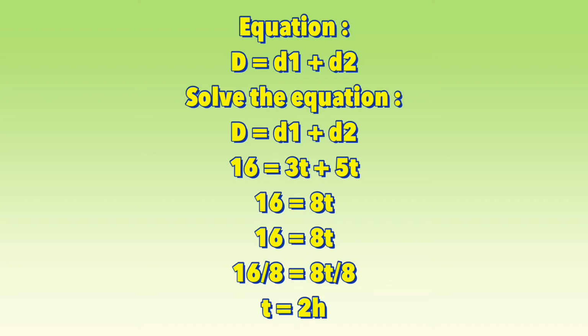We're going to add or combine like terms. 3T plus 5T equals 8T. And just copy only the 16. And now we're going to divide both sides by 8. So it becomes 16 divided by 8 equals 2, and 8T divided by 8 equals T. So our time equals 2 hours.